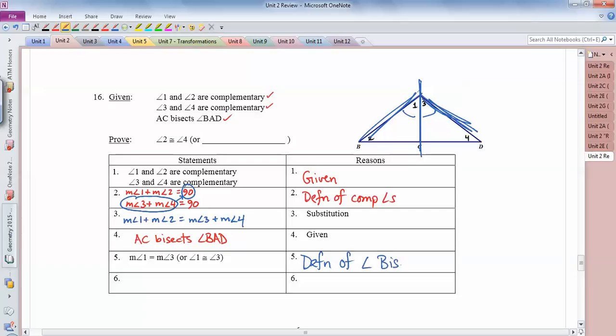The theorem, the angle bisector theorem, is the one that says you have a bisector, so one angle is half of the whole angle instead. So that's different. Oops.